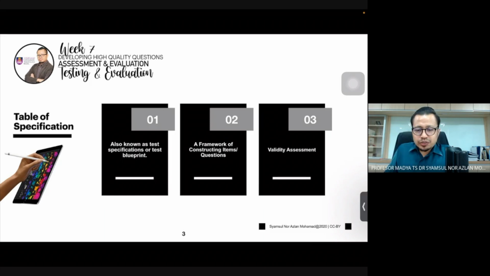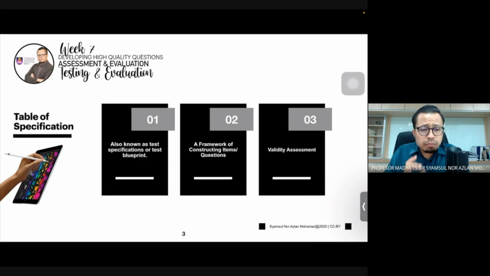So, we will continue on the previous part. I think that in the previous part we were talking about preparing tests and examinations. And while preparing tests and examinations, there are lots of things involved. So, one of them is a table of specifications.